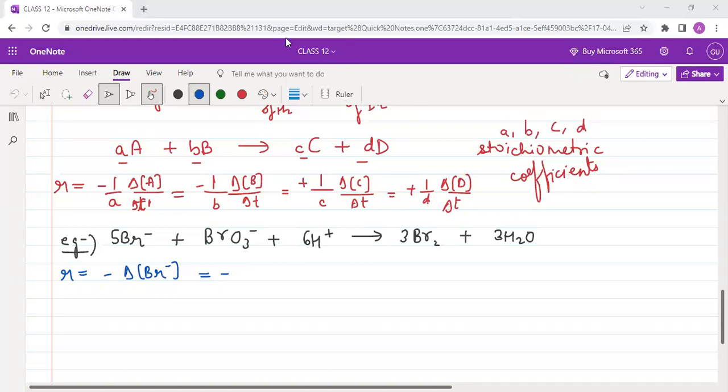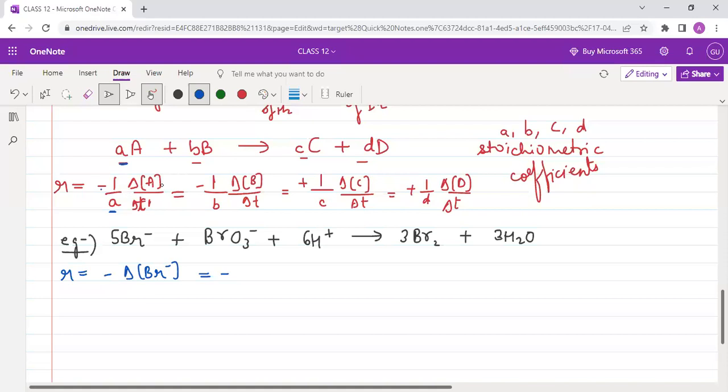Have you done? Yes, ma'am. Okay. What have you written? Yes, but I have a doubt. The minus 1 by a in aA plus bB. So in this, the stoichiometric coefficient will come in the denominator, okay? And for the reactants, you'll write a minus sign. So the minus sign is there.